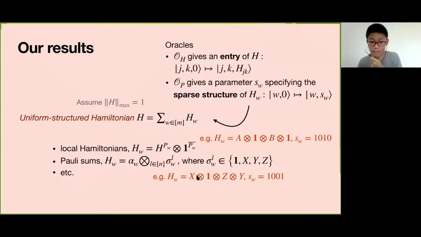For example, if X is off diagonal, then we set the corresponding bit to 1. And if identity is diagonal, we set the corresponding bit to 0. And likewise for Z and Y. So although these uniform structure Hamiltonians have to be specially defined, it still encompasses many Hamiltonians of physical interest.